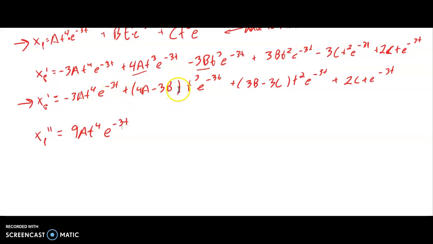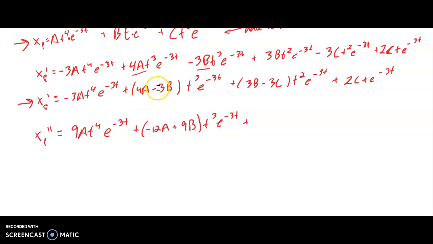For this one, all right, I'm going to get a negative 3 times this mess right here. So that's going to give me plus, all right, negative 12a plus 9b. That's this chain rule times this coefficient, close, t cubed e to the negative 3t. That's the second half of product rule.